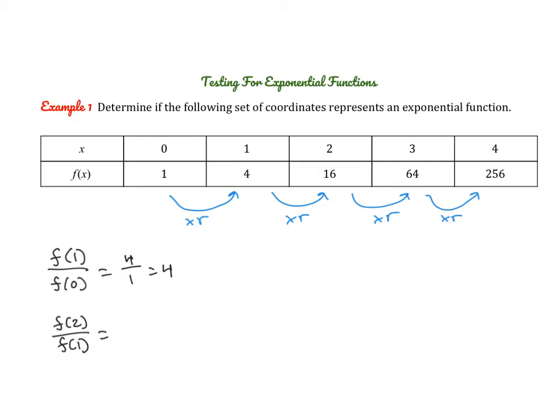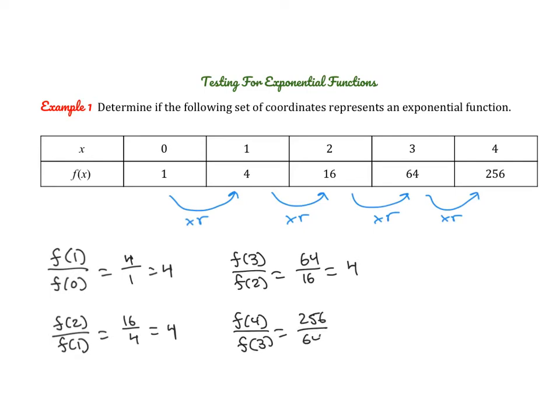So f of 2 is 16, f of 1 is 4, and that gives us 4. Okay, let's check f of 3 divided by f of 2. You do need to check all of them. So 64 divided by 16 is 4. So we have another common ratio. And then last, f of 4 divided by f of 3. So 256 divided by 64 is also 4. So since all of these have that common ratio that is the same, 4, we would say yes, this data does represent an exponential function.